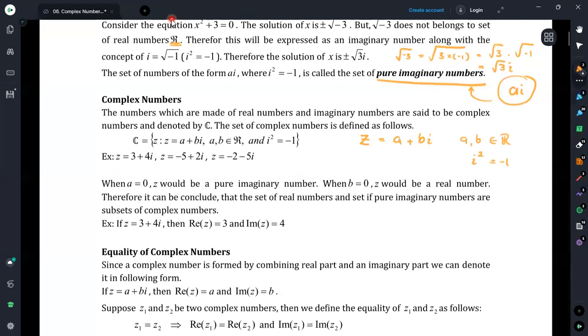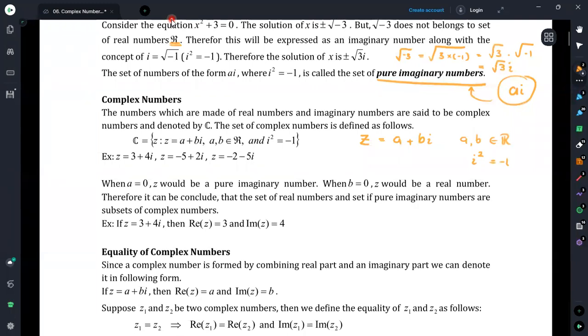Here you can see some complex numbers mentioned, 3 plus 4I. Here we can see 3 and plus 4. Here 3 is a real number, 4 is a real number, and I is defined as I squared equals minus 1, or I equals square root of minus 1. Then another complex number is defined as Z equals minus 5 plus 2I. Here minus 5 is a real number, 2 is also a real number, and I has the value root minus 1.